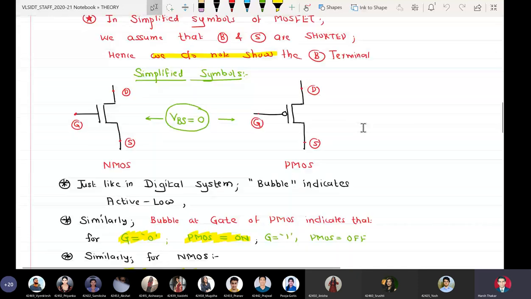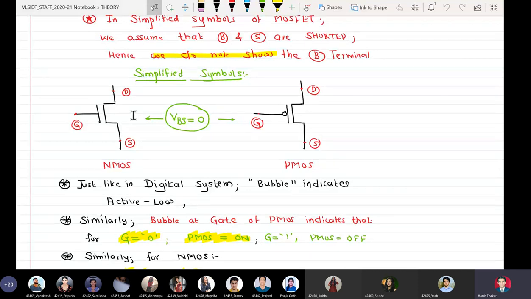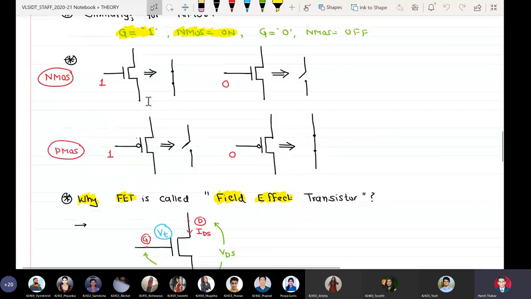So we justified that PMOS is an active low device because the PMOS becomes on when the gate terminal is connected to logic 0 or 0 volts, that is, it is grounded, and NMOS becomes on when the gate terminal is connected to logic 1 or VDD. That is why we say NMOS is an active high device and PMOS is an active low device. And we signified this: for NMOS, if gate equal to 1, it is on, gate equal to 0, it is off. The reverse is the case for PMOS. If the gate of PMOS is connected to 1, being an active low device, the device is off, and for 0 it is on.